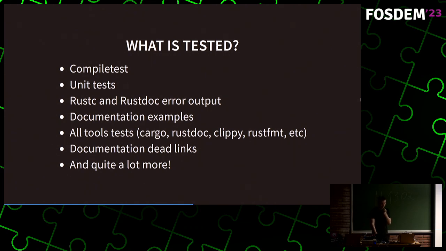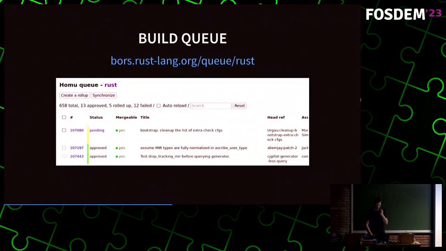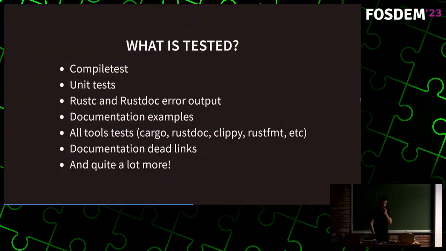And of course, we have all the tools. So Cargo, RustDoc, Clippy, RustFMT. So as I mentioned, when you change something in the compiler, since these tools are using the compiler directly, they are actually compiler extensions, except Cargo.